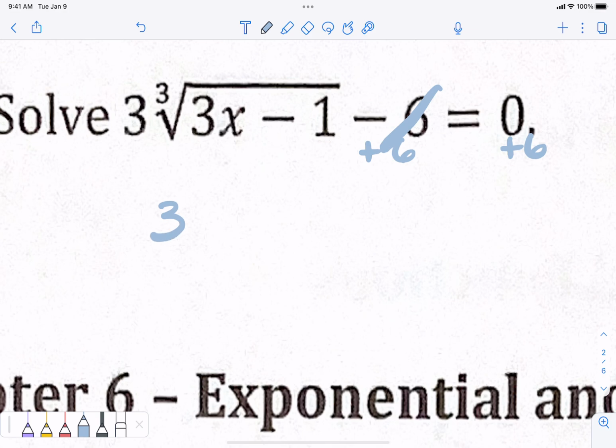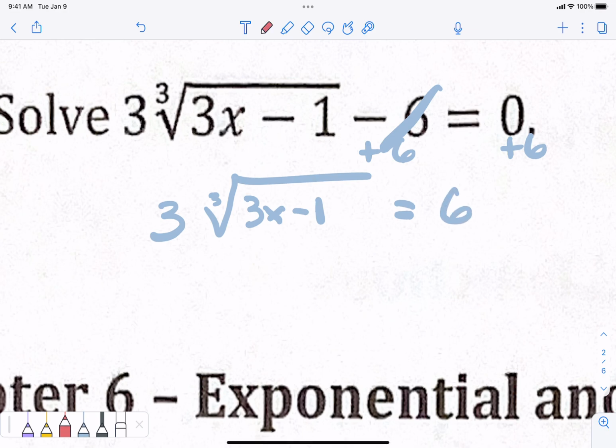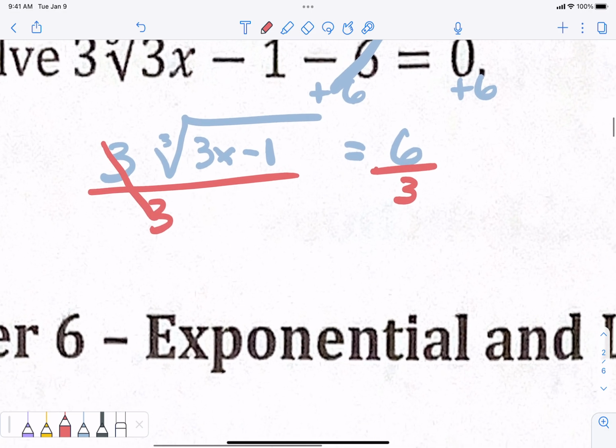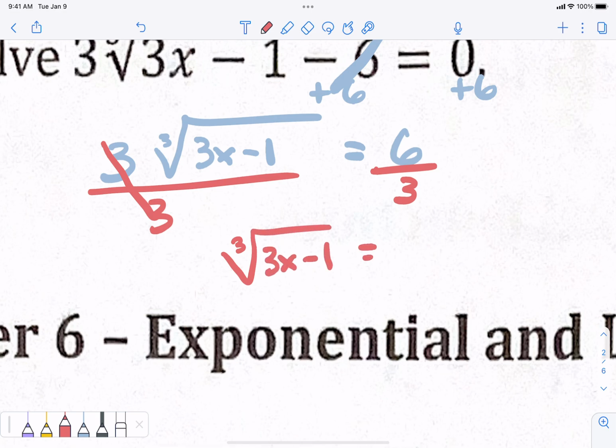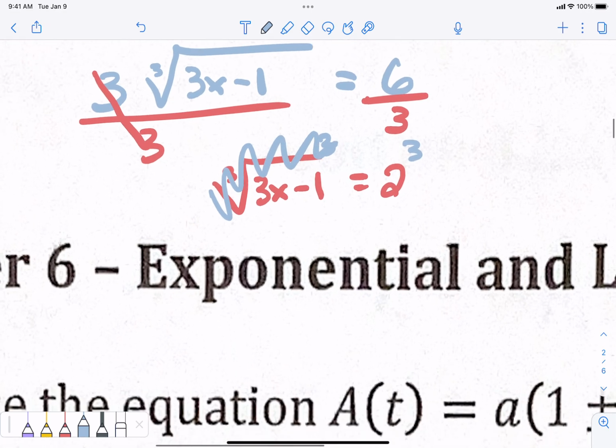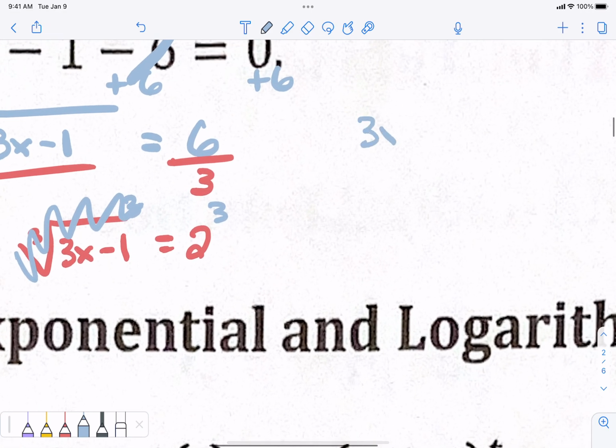So 3 times the cubic root of 3x minus 1 equals 6. Then divide by 3. Divide this 3 over. So I have the cubic root of 3x minus 1 equals 2. Okay, now what? Now we cube it. We take it to the third power, right? What's 2 times 2 times 2? 8. So I have 3x minus 1 equals 8.